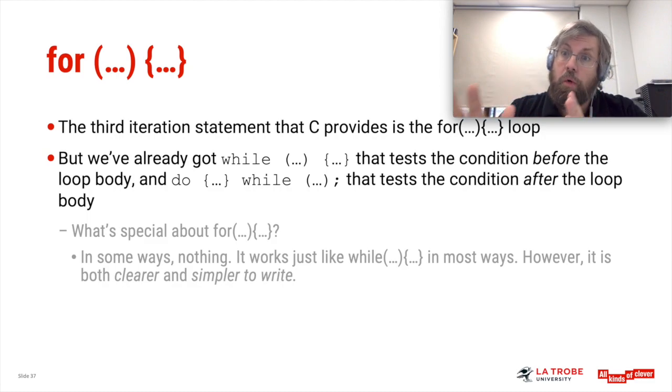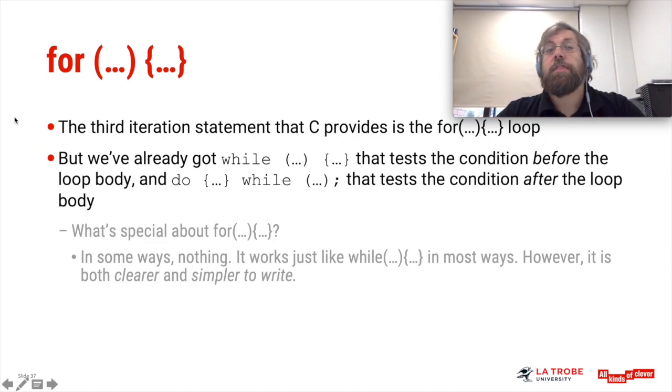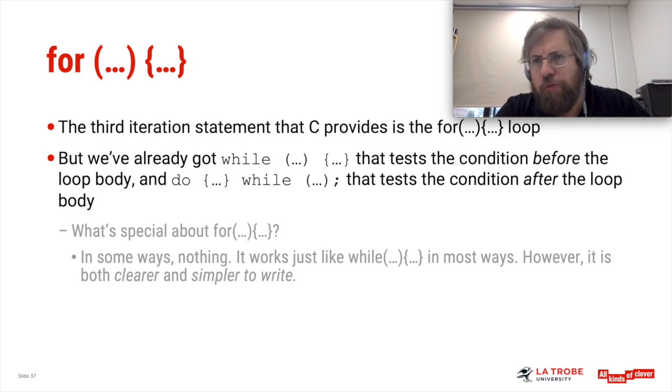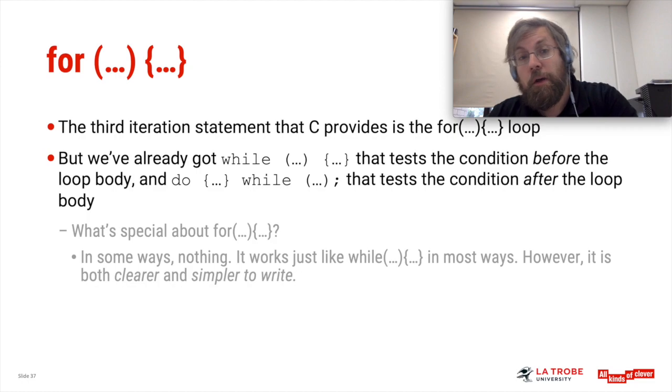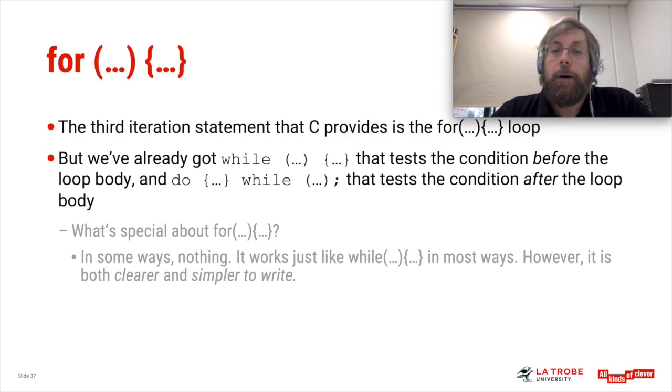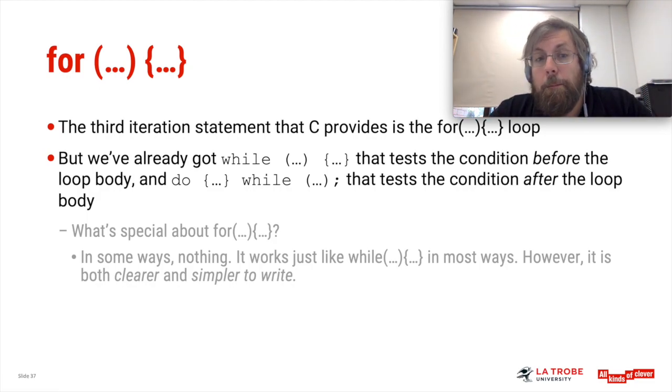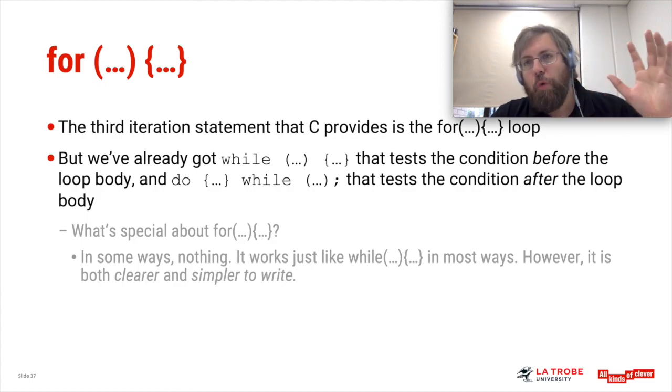Now we're moving on to for. So the third iteration statement that C provides is the for loop. So we've already got while that tests the condition before the loop, and do while that can test the condition after the loop. What's special about for? In some ways, there's nothing special about it. It works just like while. But it is both clearer and simpler, so it's usually preferred. If you see other people's code, it will more often have fors in it than whiles.